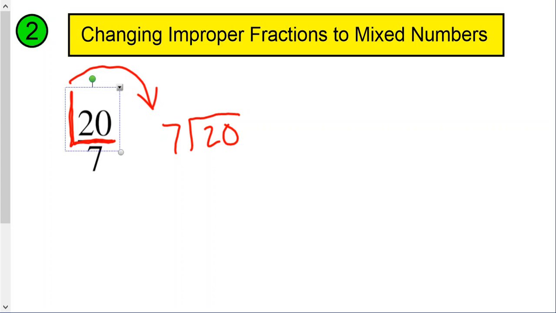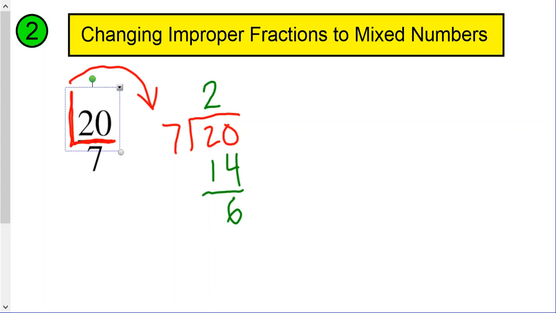Okay, so how many times does 7 go into 20? Well, 7 times 2 is 14. 7 times 3 is 21. So we'll have to use, we'll do 2. Okay, so then you got 14, and you bring down the remainder.